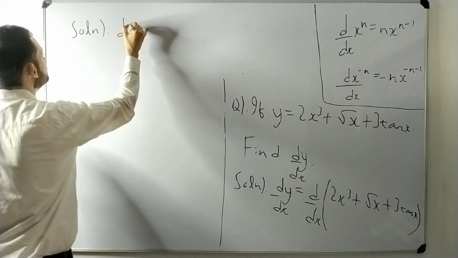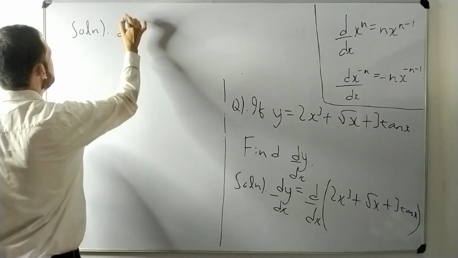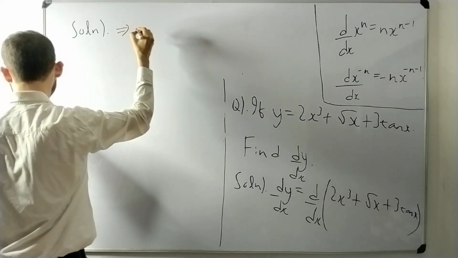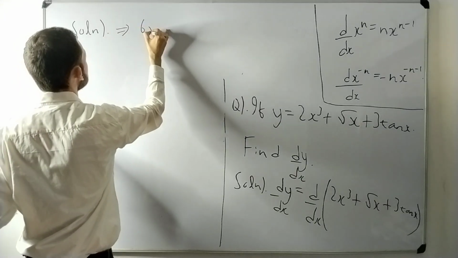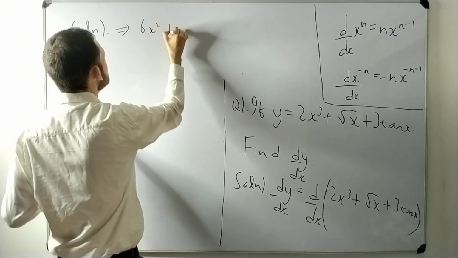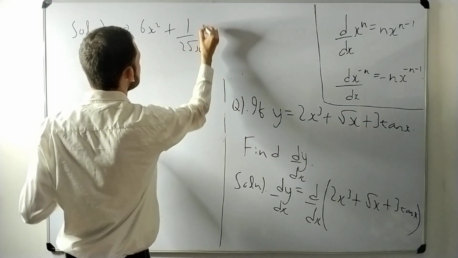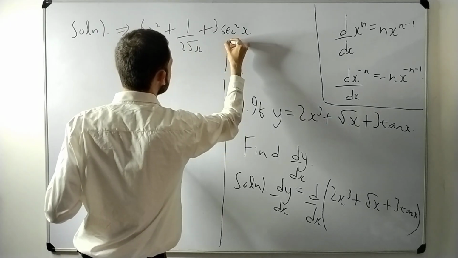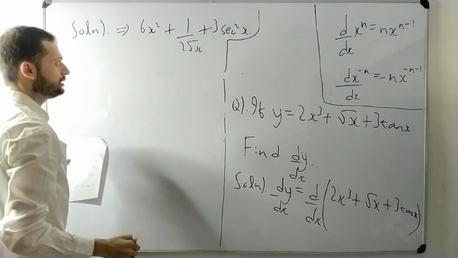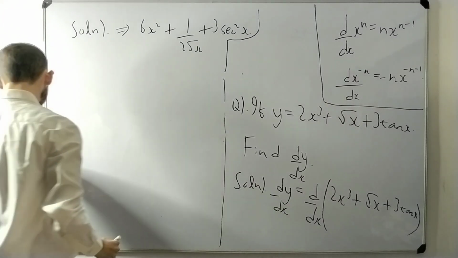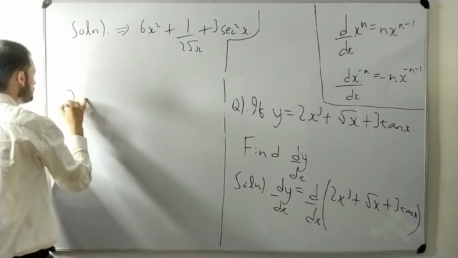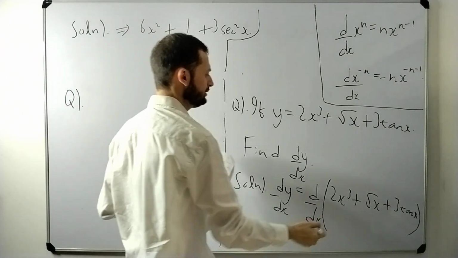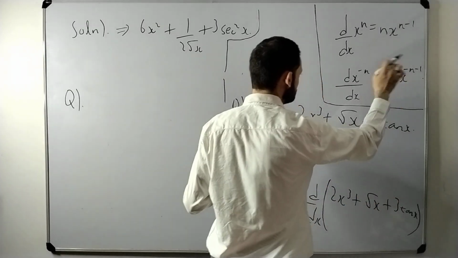Solution. Then this gives what, students? This gives 6x square plus 1 by 2 under root x plus 3 sec square x. Right students? Yes sir, definitely. Okay, this is the answer of it. Next question. So under root is coming x raised to power 1 by 2. That's the thing.